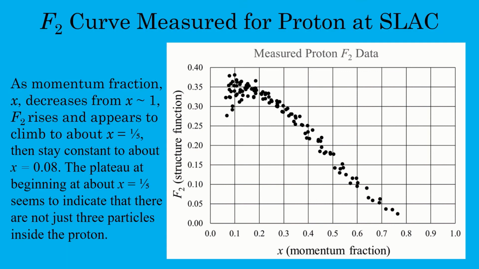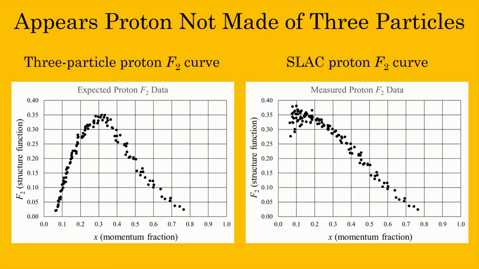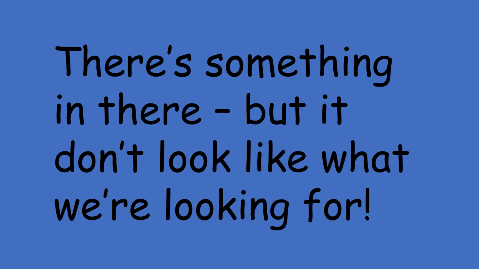Instead, the measured f sub 2 curve looked like this, flat from about x equals 0.08 to x equals 0.2, then gradually declining to near 0 as x approached 1. From this, Bjorken and Paschos concluded that the proton was not made of just 3 particles. So, it looks like the particles inside the proton are not Gell-Mann's quarks. Nice try. But wait, maybe they are.